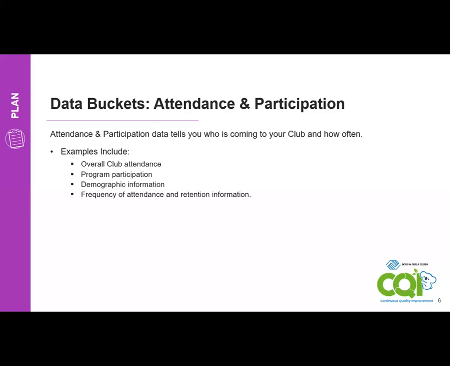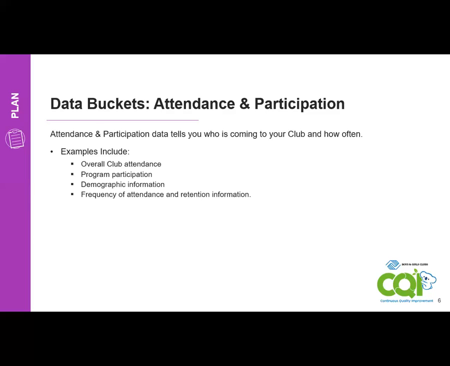As I mentioned, you can pull a couple of specific demographics. I talked about gender and age. You could also look at race and ethnicity, socioeconomic status, any available demographic information that you have. If you are collecting that, and program participation and frequency of attendance and retention, you're going to be able to get really granular on who's coming to your programs and who's continuing to come to your programs.